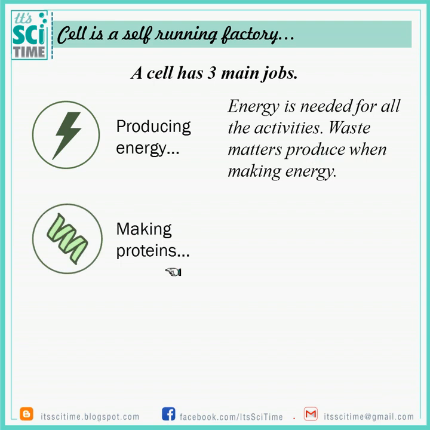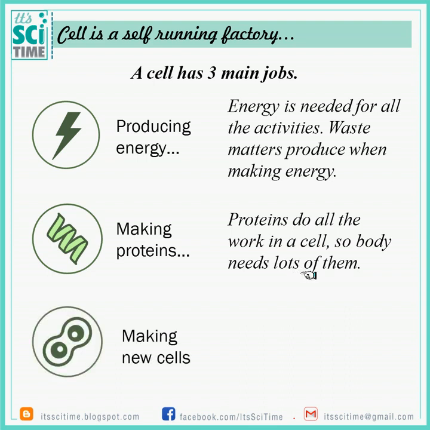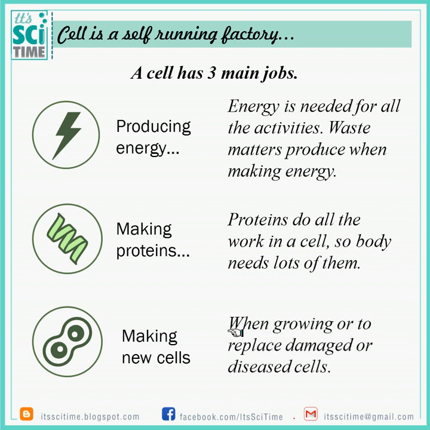Number two, making products. What are their products? Products are the proteins. Proteins do all the work in the cell, so the body needs lots of proteins. Number three, making new cells or new copies. We can call this reproduction as well. When growing, or to replace damaged cells, the cells produce their copies. That is the third function. Therefore, a cell as a factory has three functions: producing energy, making proteins, and making new cells.